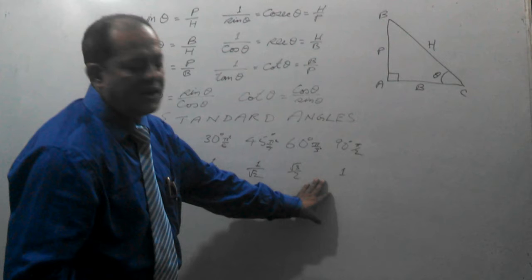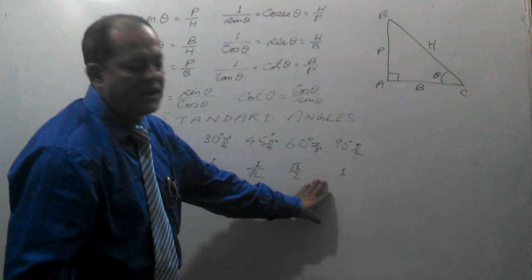Now suppose you forget the value of sine theta, it can be derived like this. You write 0, 1, 2, 3 and 4. Divide all terms by 4: 4, 4, 4, 4 and 4. Then you take the root of all of them.